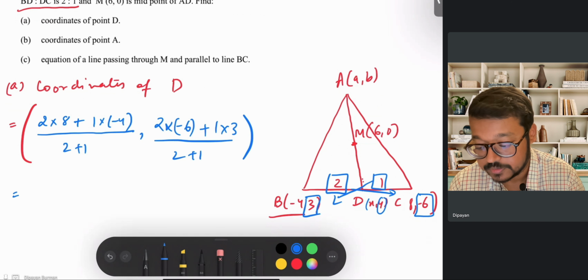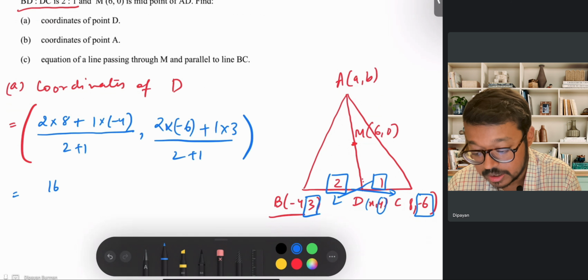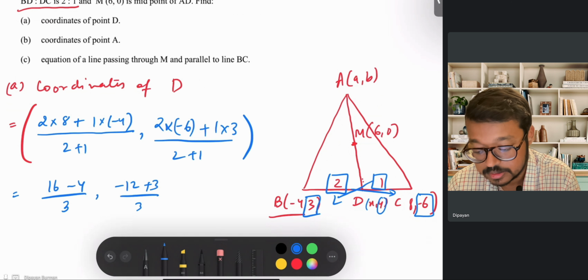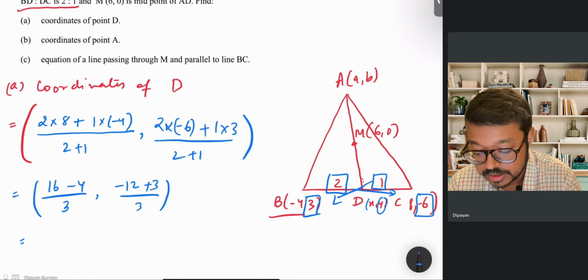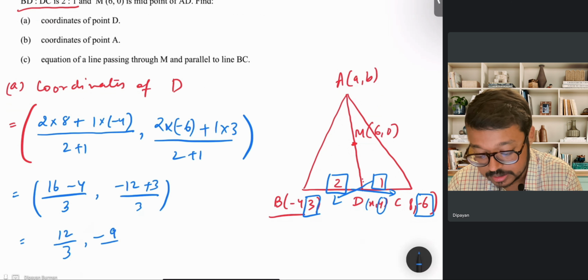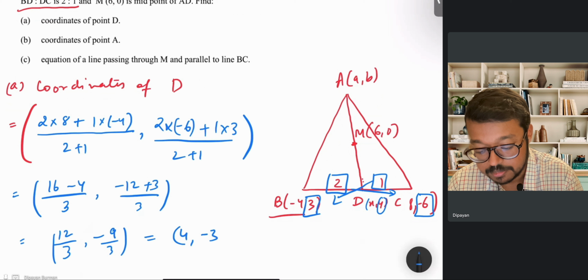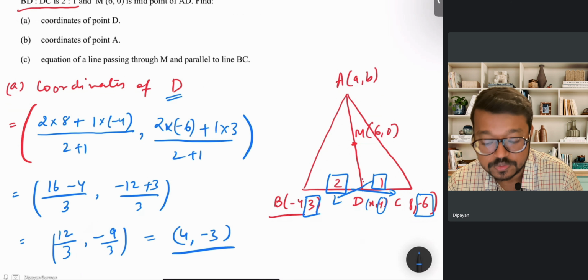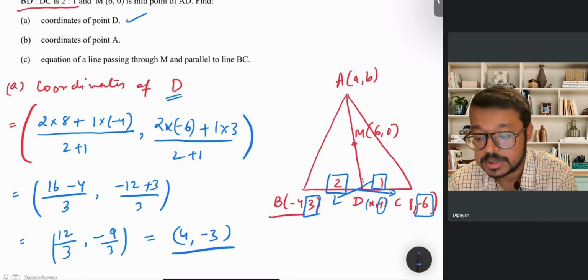So let's evaluate it carefully. 2 into 8 is 16 minus 4 by 3, and we have 2 into minus 6 is minus 12 plus 3 by 3. So we have 16 minus 4 is 12 by 3, and minus 9 by 3. So 12 by 3 is 4, and minus 9 by 3 is minus 3. So the coordinates of point D is 4 comma minus 3. So the first part is done.